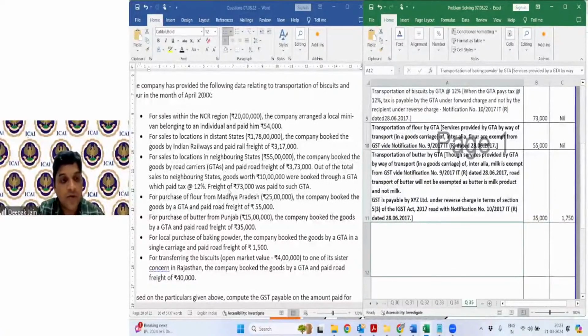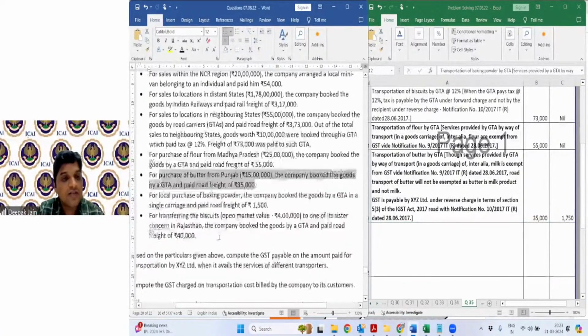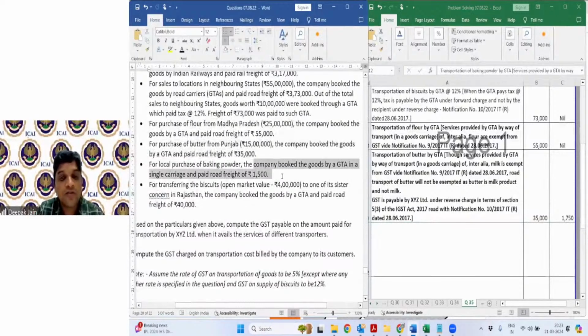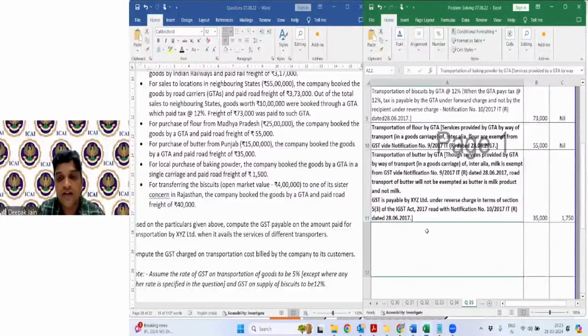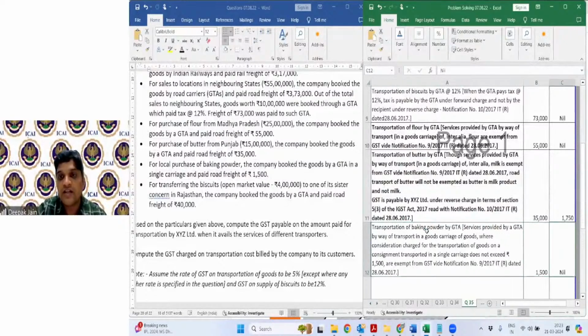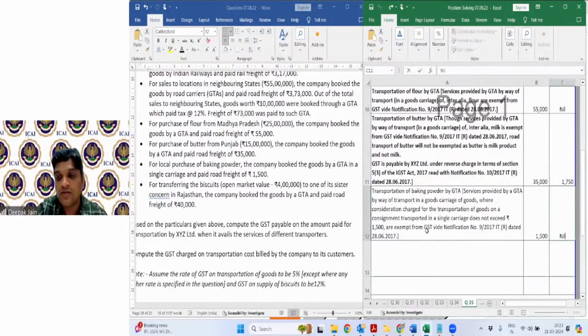ठीक है. Next point, for purchase of baking powder, the company booked the goods by GTA in a single carriage and paid road freight of 1,500. इसके ऊपर पहले exemption था लेकिन अभी नहीं है. Actual में this will also become taxable at 5%. Okay, so this exemption is no more. Service provided by GTA by way of transportation where the consideration charged on supply. So this is removed. So effectively, transportation of baking powder by GTA will be liable completely.